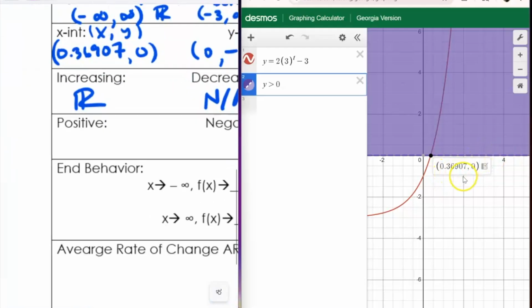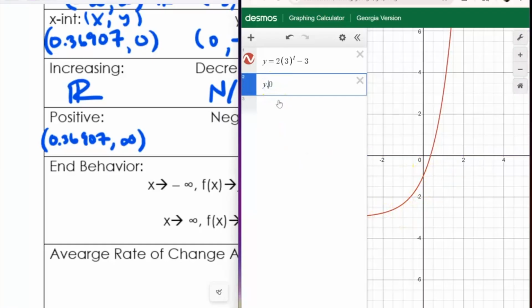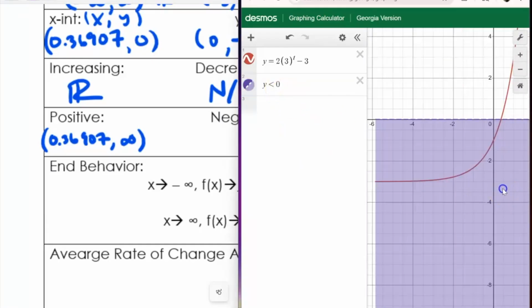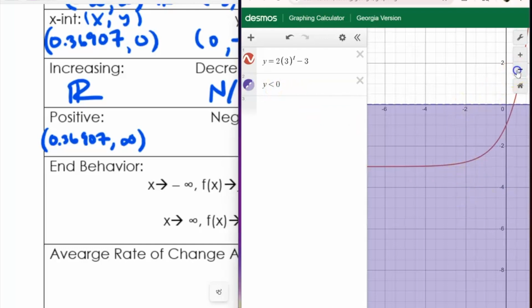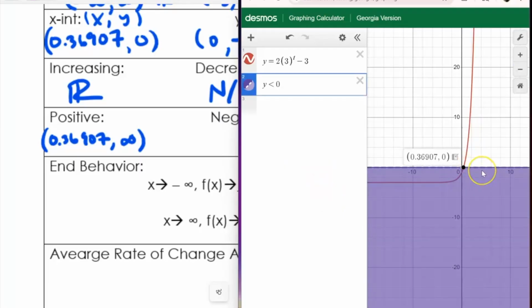So let's go ahead and write that in. 0.36907. And where does it stop? Doesn't. Infinity. Right? When is it negative? So when is it negative, which is this part, we can just change this to less than. So now it's going to be below 0. Okay, so when is it negative? It is negative starting from negative infinity all the way to this point right here, which is 0.3.